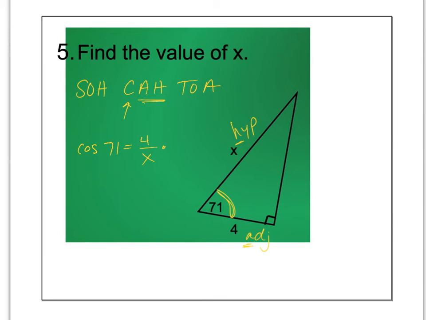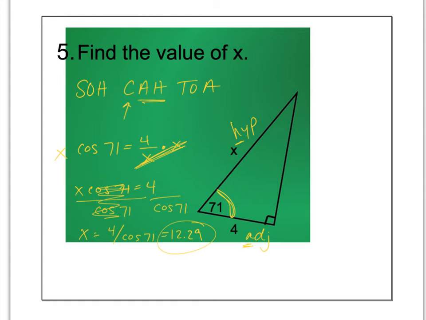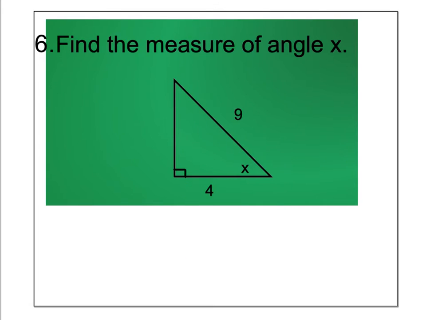Now remember, whatever's on the bottom of the fraction, you multiply by that. So you're going to have x cosine 71 equals 4, but you want to get x by itself. So it's x times cosine 71. So to undo that, you divide by cosine 71. And then these will cancel out, and you'll have x equals 4 divided by cosine 71, which you're going to have to type in your calculator. And when I typed it in, I got 12.29. And there's no label, so 12.29. Please pause the video, try number 6.